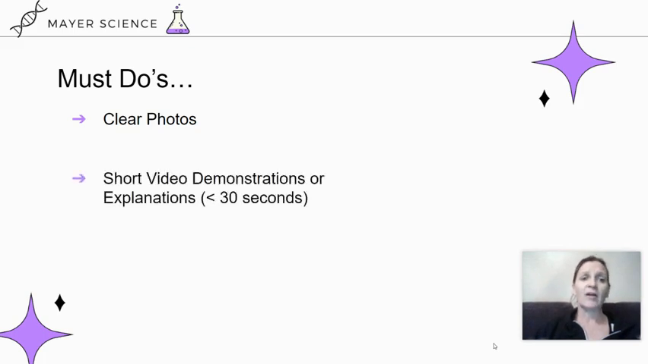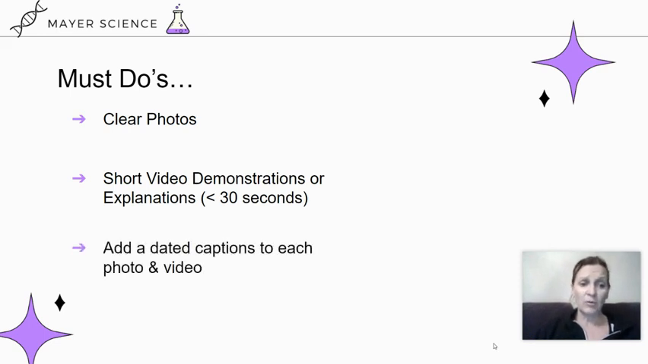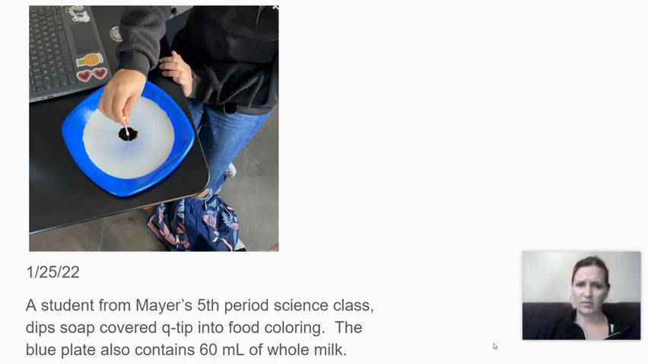If you are inserting a video because you want to show something, then those videos should be pretty short. So you want to make them less than 30 seconds. And finally, it's really important for you to add a dated caption that describes also what it is you're looking at for every single photo and video. So let me just show you a really quick example of an entry that you can make into a portfolio.